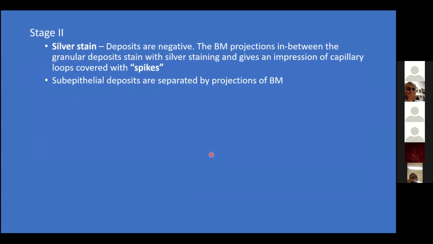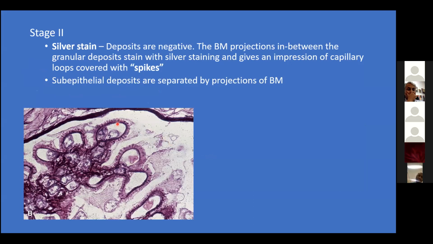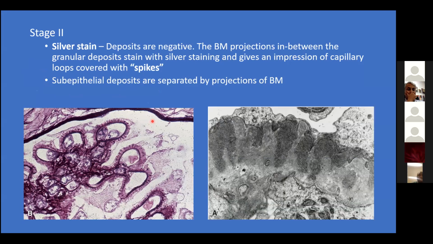In stage 2, the spikes will be there. This is the Jones stain. Since the Jones stain will not stain the immune complex, it will stain only the basement membrane. Because of the deposits, it has spikes on the surface of the glomerular capillary wall. In the corresponding image, the subepithelial deposits become a little bit massive. We can see the paired basement membrane in between the deposits, and this appears as spikes on Jones stain.